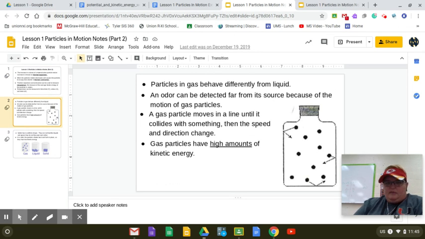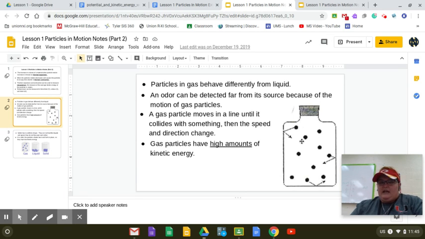Next slide. Particles in gas behave different from liquids. So if you remember at the beginning of this video, I talked about how there were two big things that affect how much the particles move, those atoms move. I said it was the heat being added or taken away, and the second way was whether it's a solid, liquid, or gas. Okay, so this picture here kind of helps to explain it. The next slide will explain it even more.